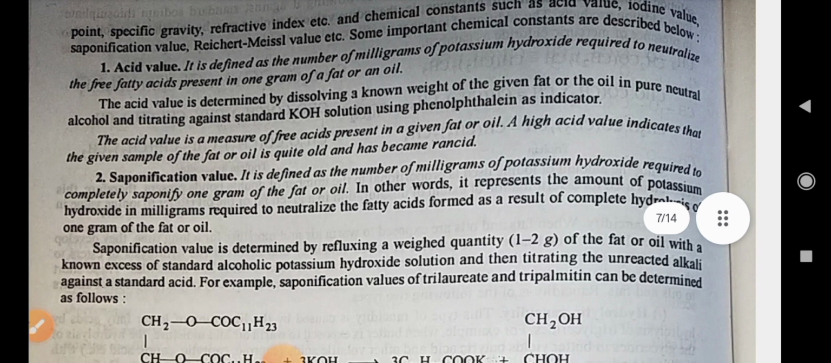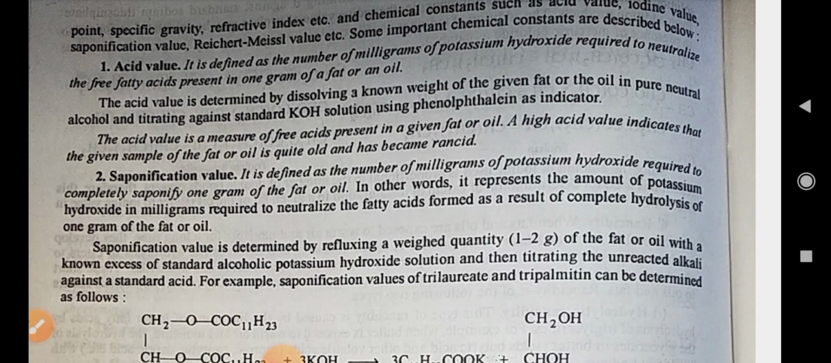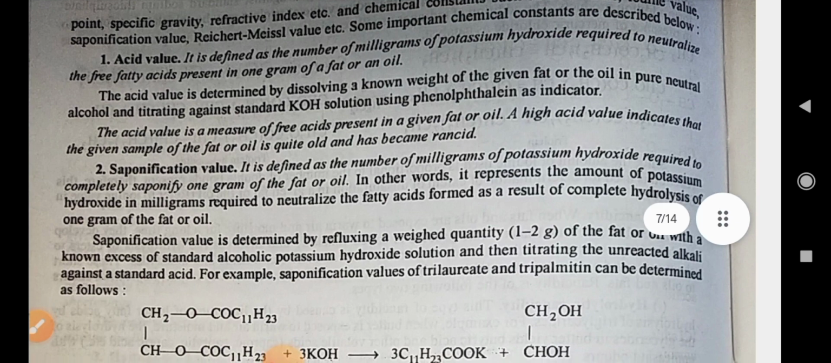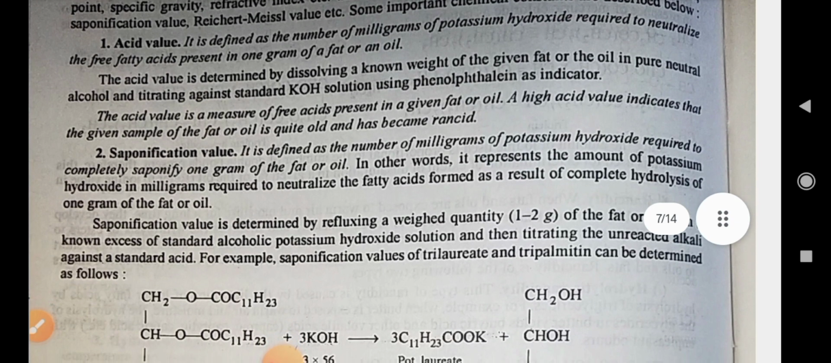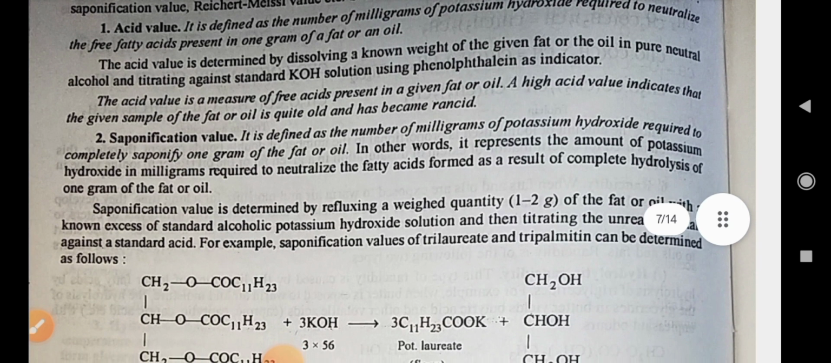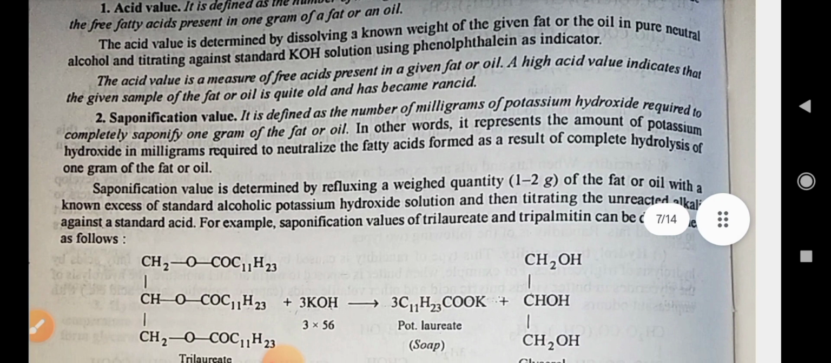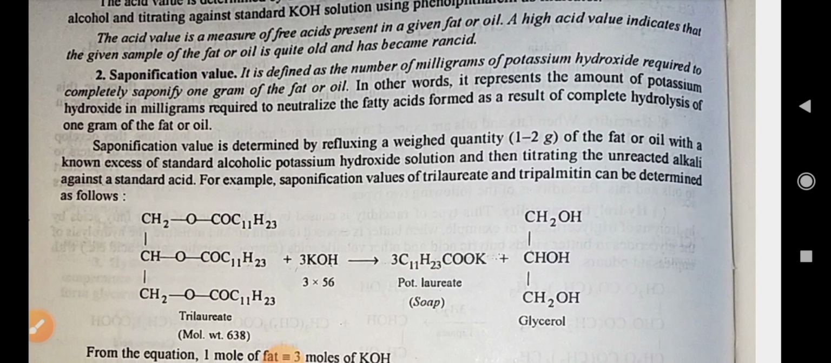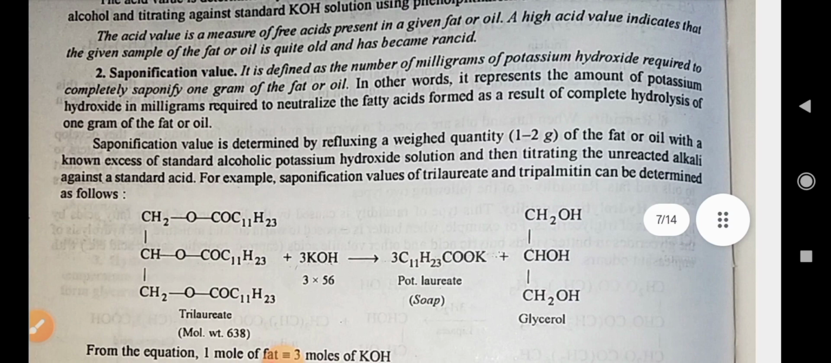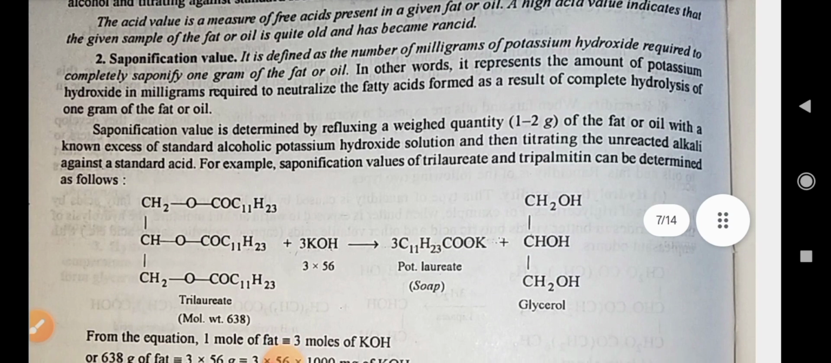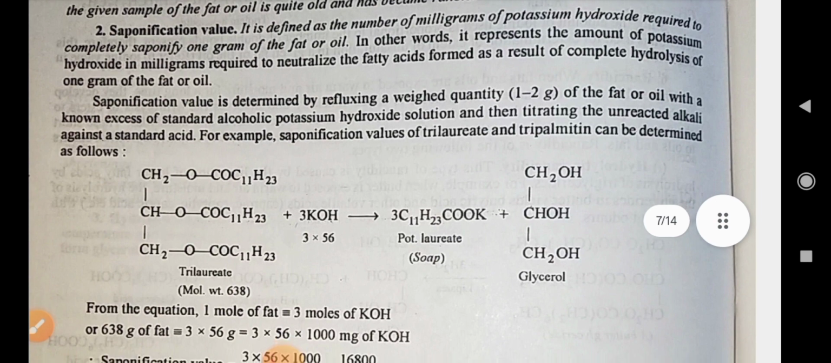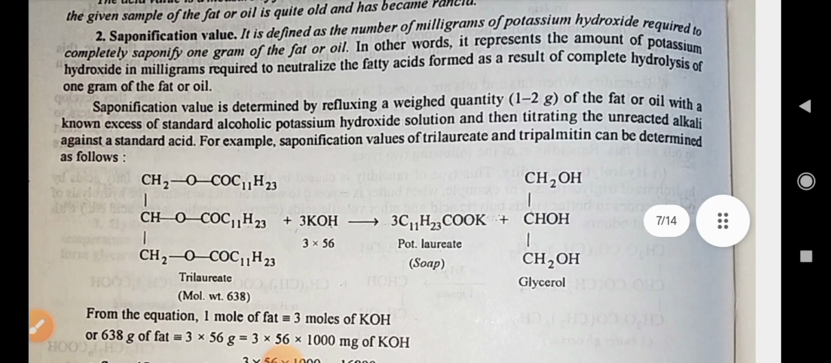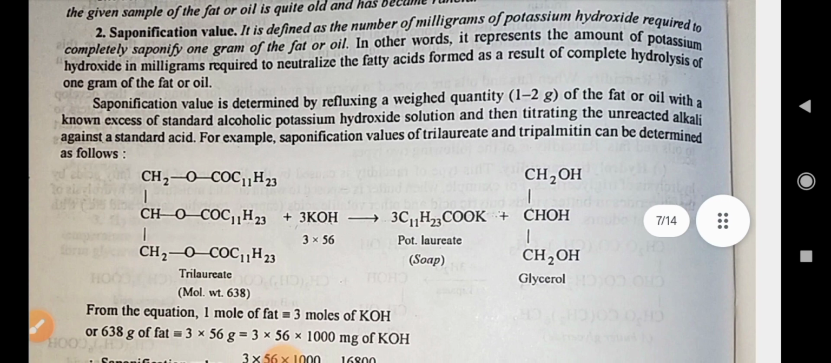Acid value: it is defined as the number of milligrams of potassium hydroxide required to neutralize the free fatty acids present in 1 gram of a fat or oil. The acid value is determined by dissolving a known weight of the given fat or oil in pure neutral alcohol and then titrating against standard KOH solution using phenolphthalein as an indicator. The acid value is a measure of free acids present in a given fat or oil. A high acid value indicates that the given sample of the fat or oil is quite old, as it becomes rancid.